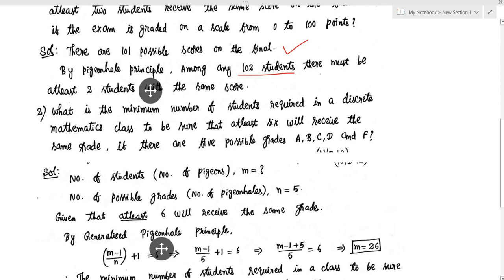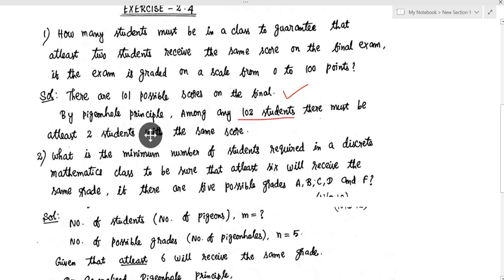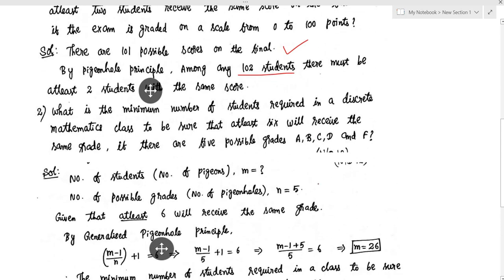score. Question number 2. What is the minimum number of students required in a discrete mathematics class to be sure that at least 6 will receive the same grade if there are 5 possible grades: capital A, capital B, capital C, capital D and capital F?